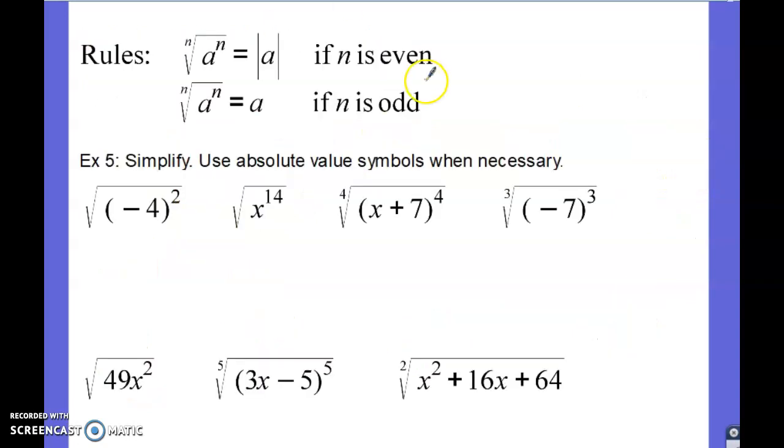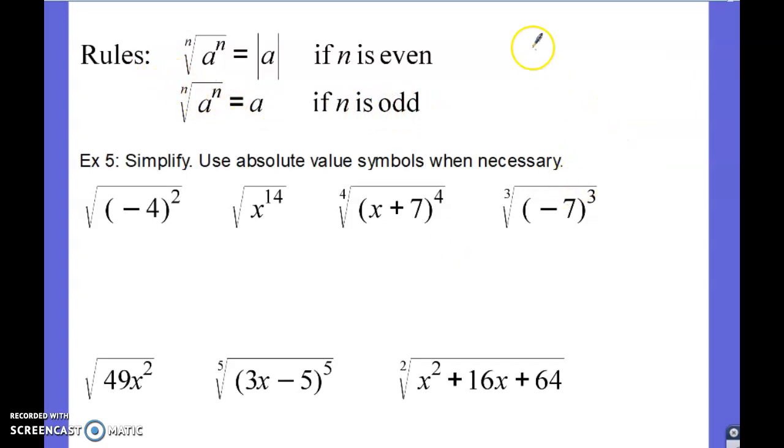So moving on, pretty important stuff here. If the index is even, then the answer is the positive version, the absolute value of that value, whereas if n is odd, it's the same value.